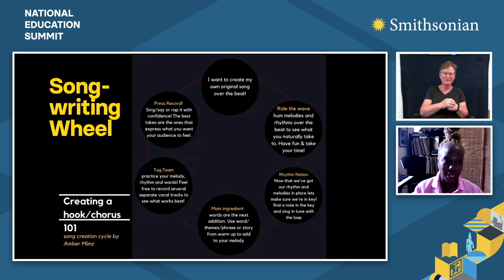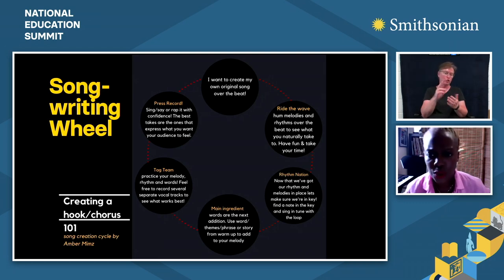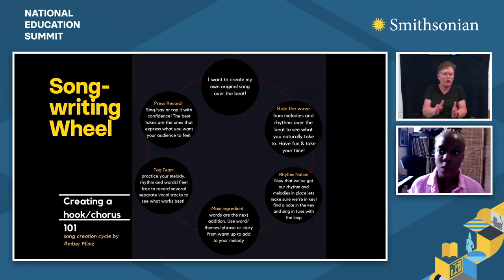All right, so this next tool is a great way and a great example of how to go through the songwriting process. This is, again, for all types of learners, and something that I really love to use, especially with new songwriters and people who might be a little bit intimidated by what that process looks like. So I've kind of broken it down into a wheel.